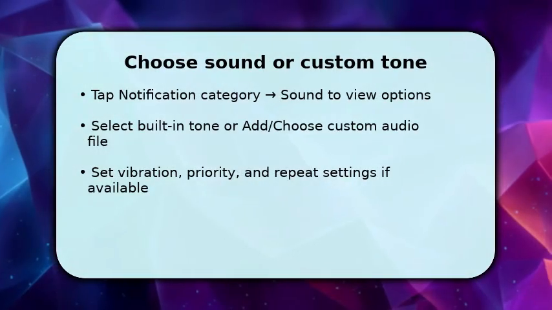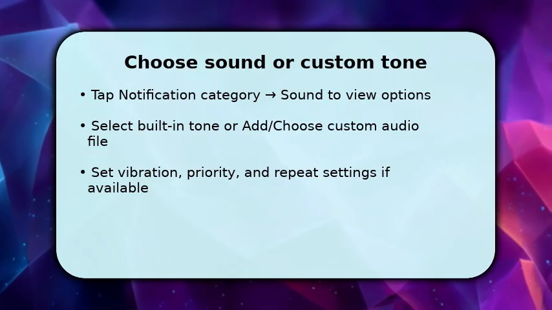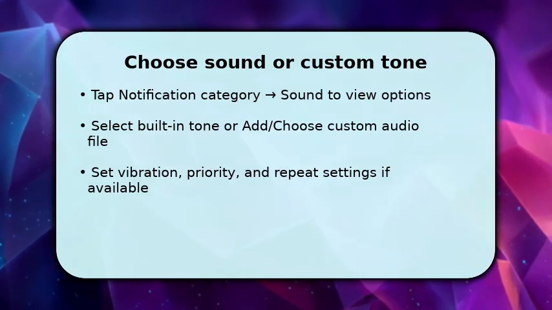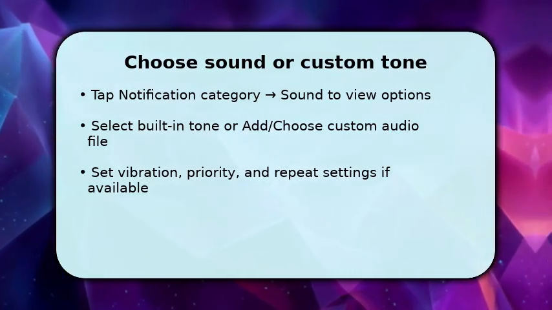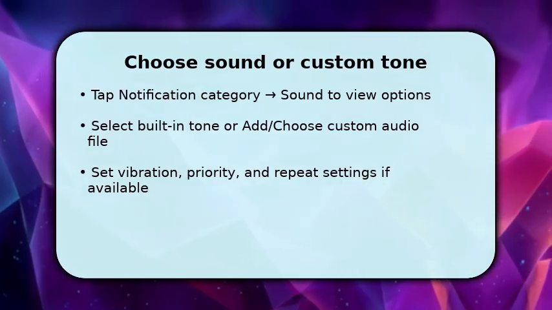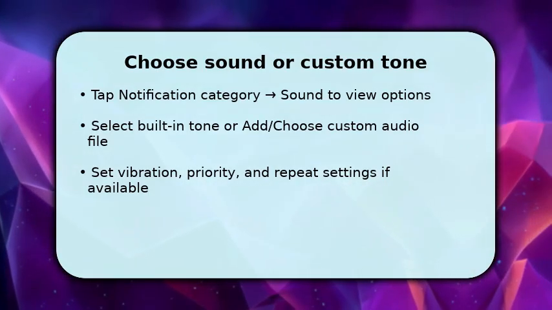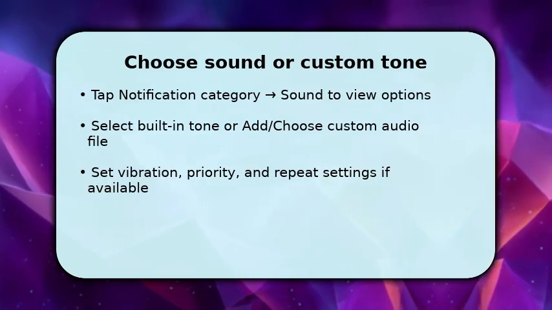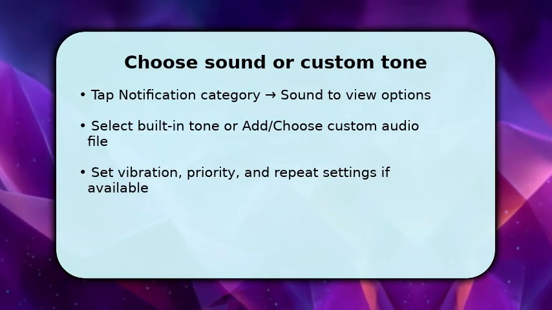Once you're in the channel, tap Sound to open the selector. This shows system tones and any custom files. You can pick a built-in sound for immediate effect, or choose Add/Select to use an MP3 or other supported file from storage. Make sure the audio file is accessible and not DRM protected.